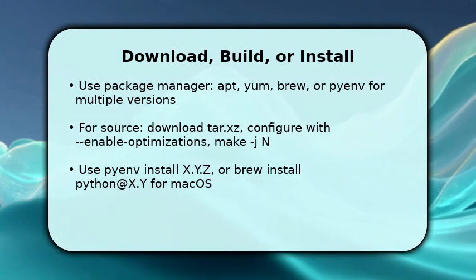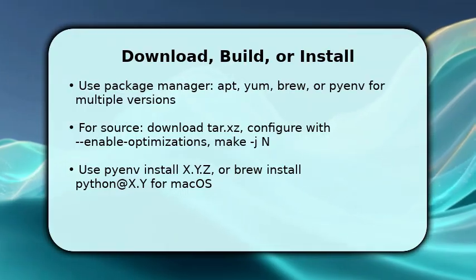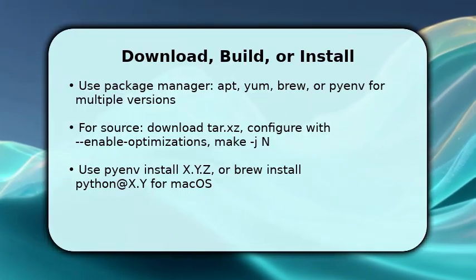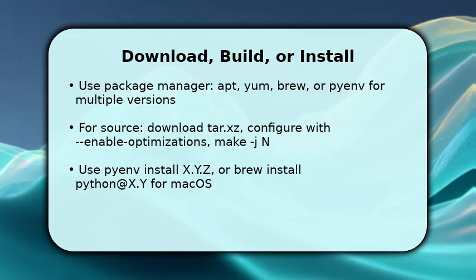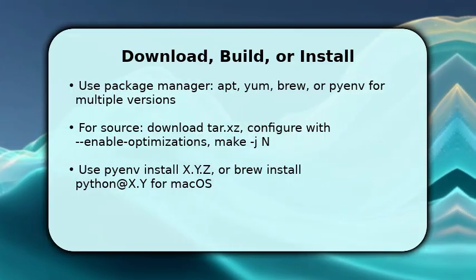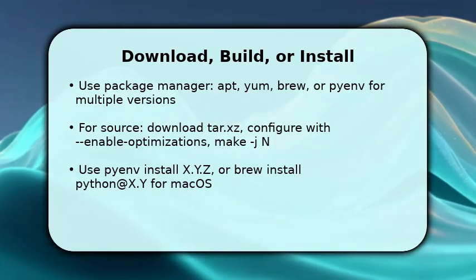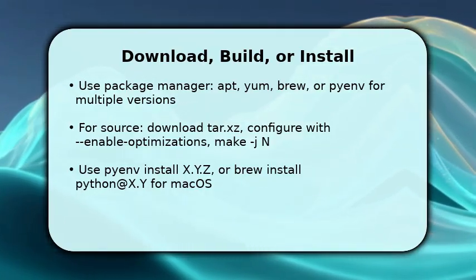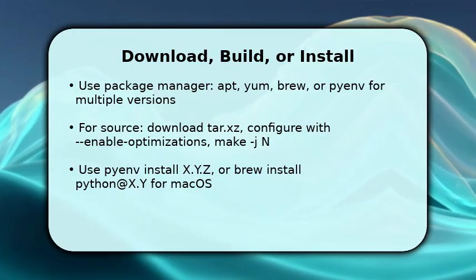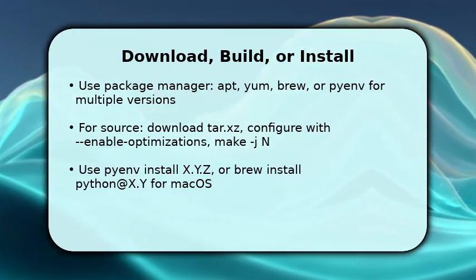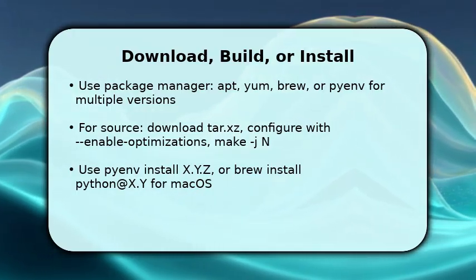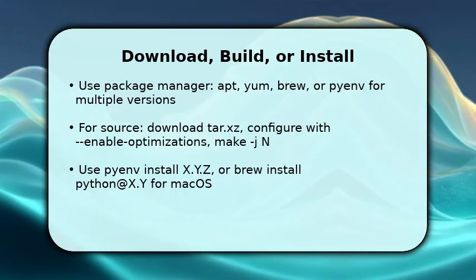Now you execute the core installation steps. If you prefer packaged installs, use apt, yum, or brew to get a maintained build. Once installed, update PATH if necessary. For more control, download the official source tarball, run ./configure --enable-optimizations to get better performance, then make -j N, where N equals your CPU cores, and sudo make altinstall to avoid overriding system Python.